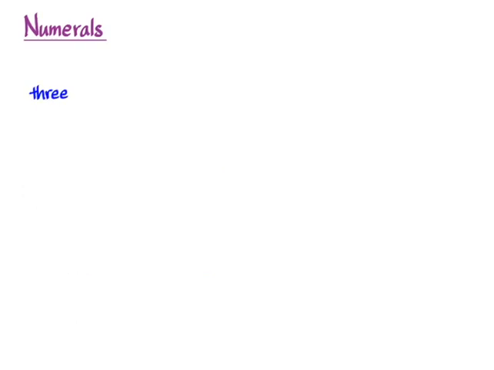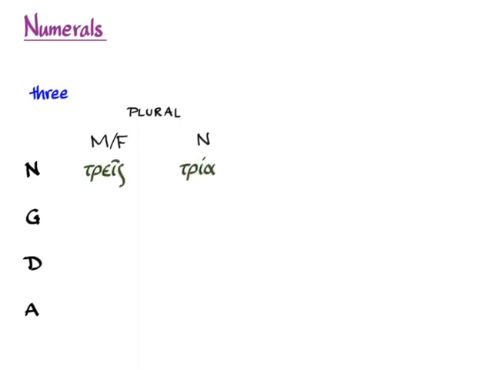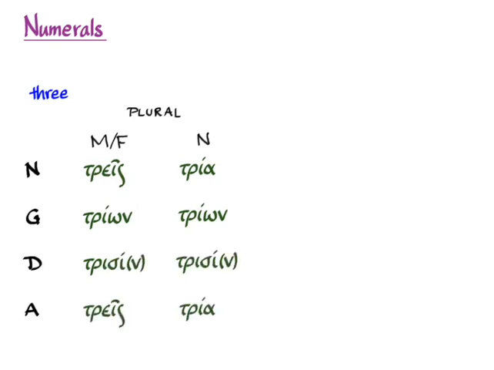We get to go to 3 now, which has one set of forms for the masculine and the feminine, and one set for the neuter. And of course, this is now plural. So we get tres, tria, trione, trione, trisi, trisi, and tres, tria. And then for 4, we have, again, one set of forms for masculine and feminine, and another for the neuter, all in the plural.